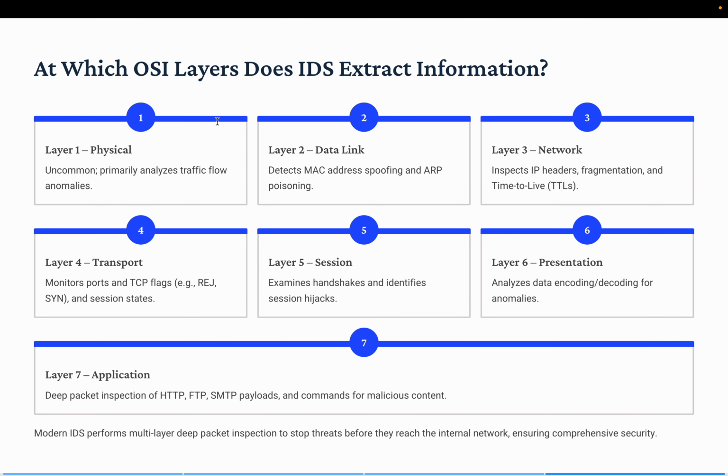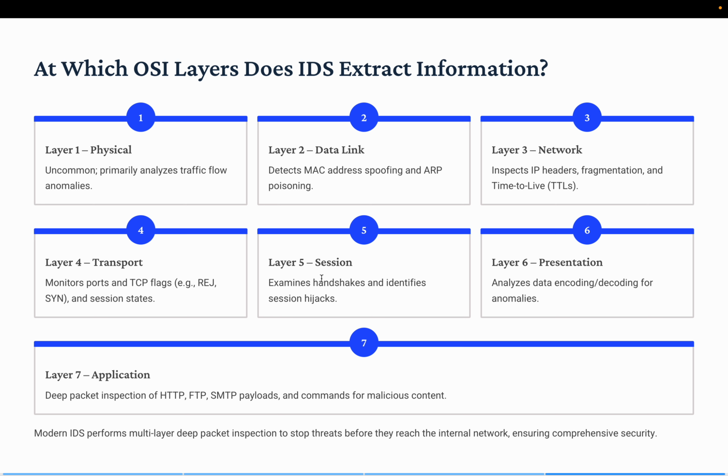Now, we will find out at which OSI layer the IDS extracts information. On layer 1, that is the physical layer, it primarily analyzes the traffic flow anomalies. On layer 2, that is the data link layer, MAC address spoofing and ARP poisoning are detected. On layer 3, that is the network layer, IP headers, fragmentation and time to live are detected. On layer 4, ports and TCP flags along with the session states are identified.